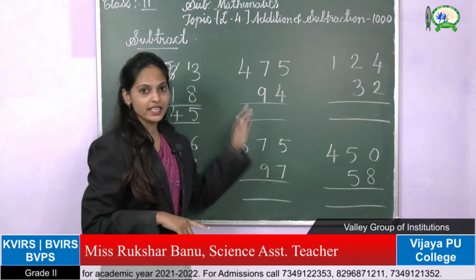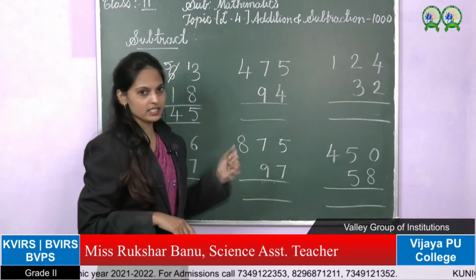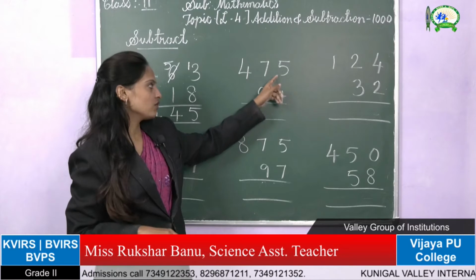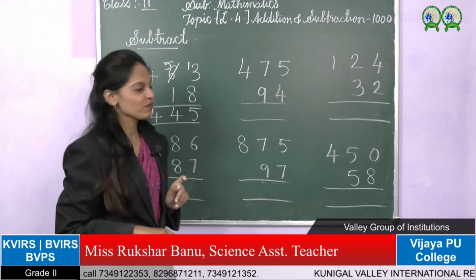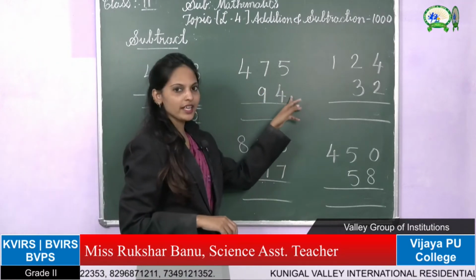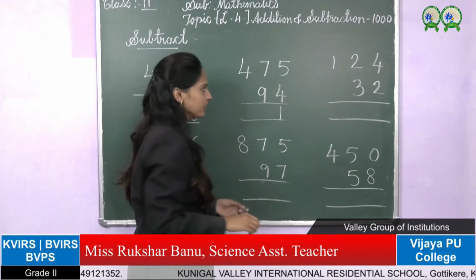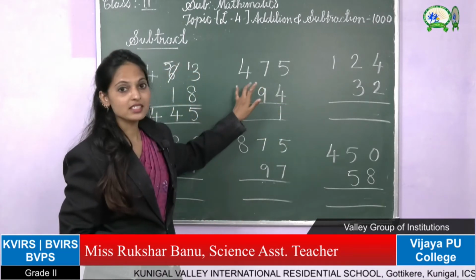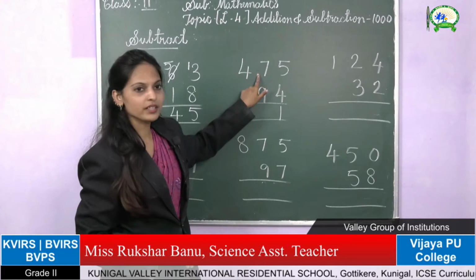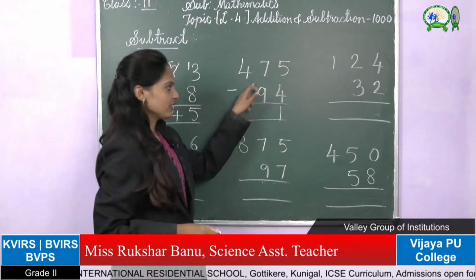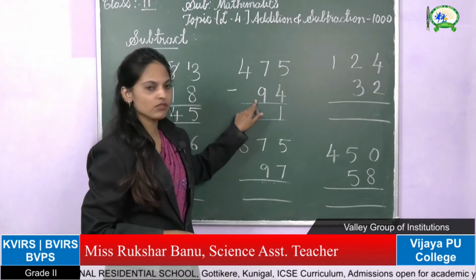Yes, we have to cancel 94 from 475. In the ones place there is 5 minus 4. In the 5 we can cancel 4, so 5 minus 4 is 1. Next one is 7 minus 9. Here the number is smaller than this number, so 9 we can't cancel from 7.